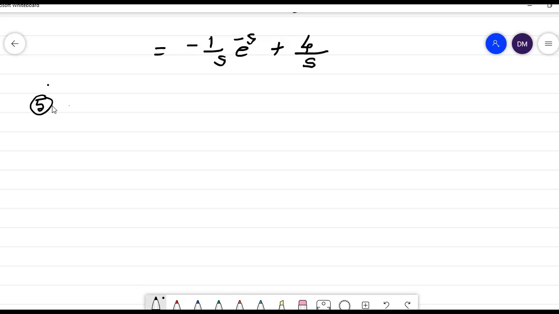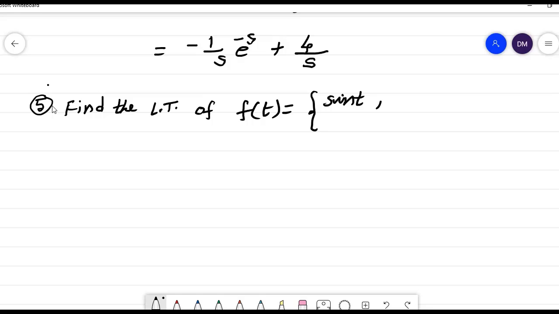So the fifth problem is: find the Laplace transform of f of t, where f of t is equal to sin t for 0 less than t less than pi, and 0 for t greater than or equal to pi. Now we have to find the Laplace transform of this function.